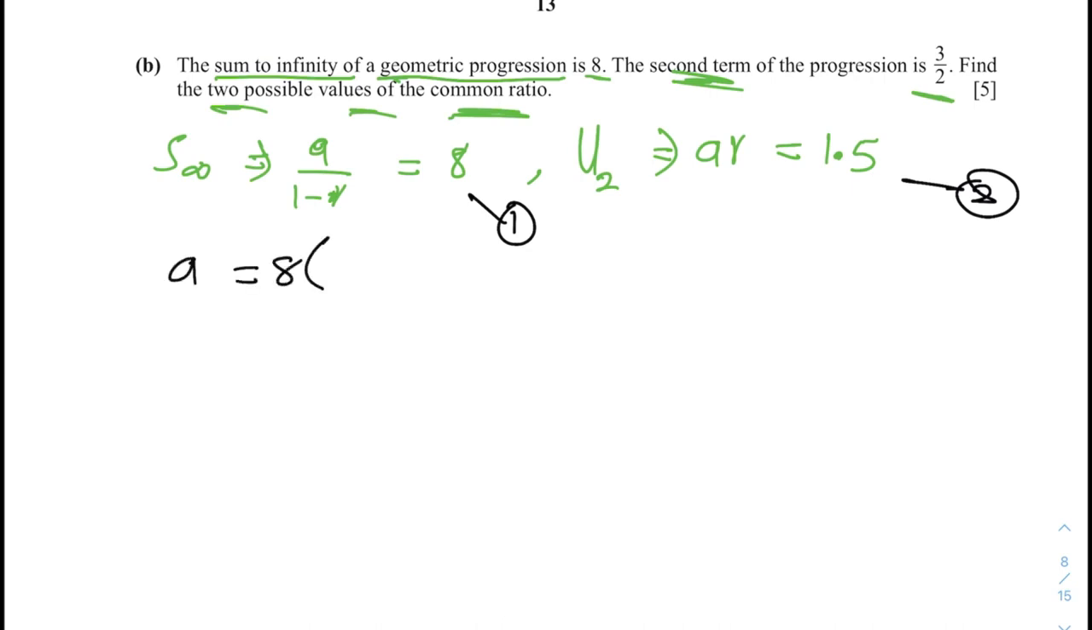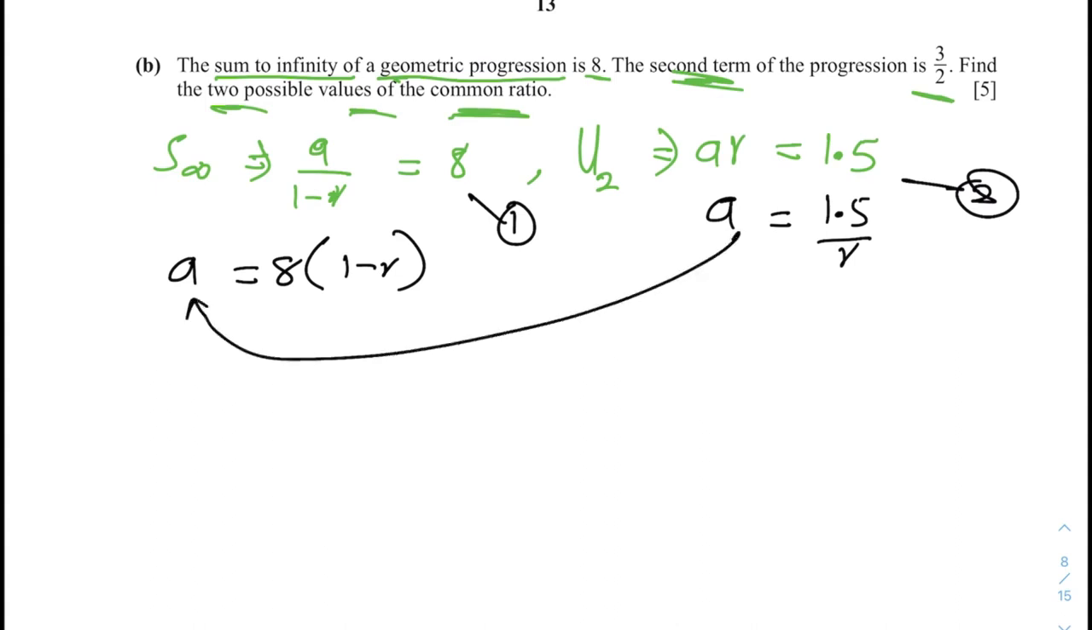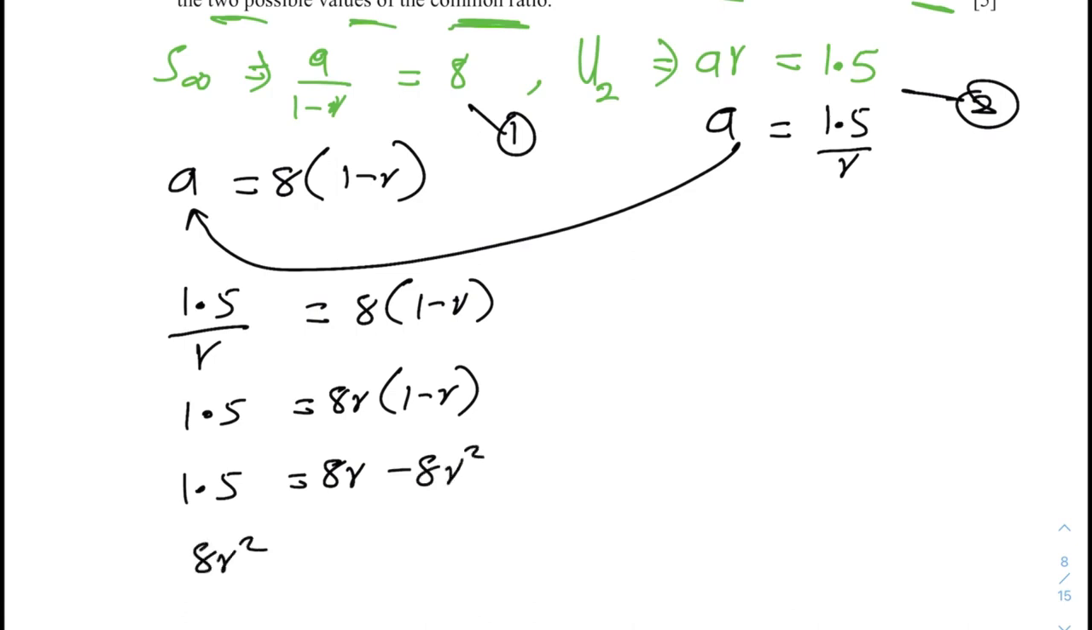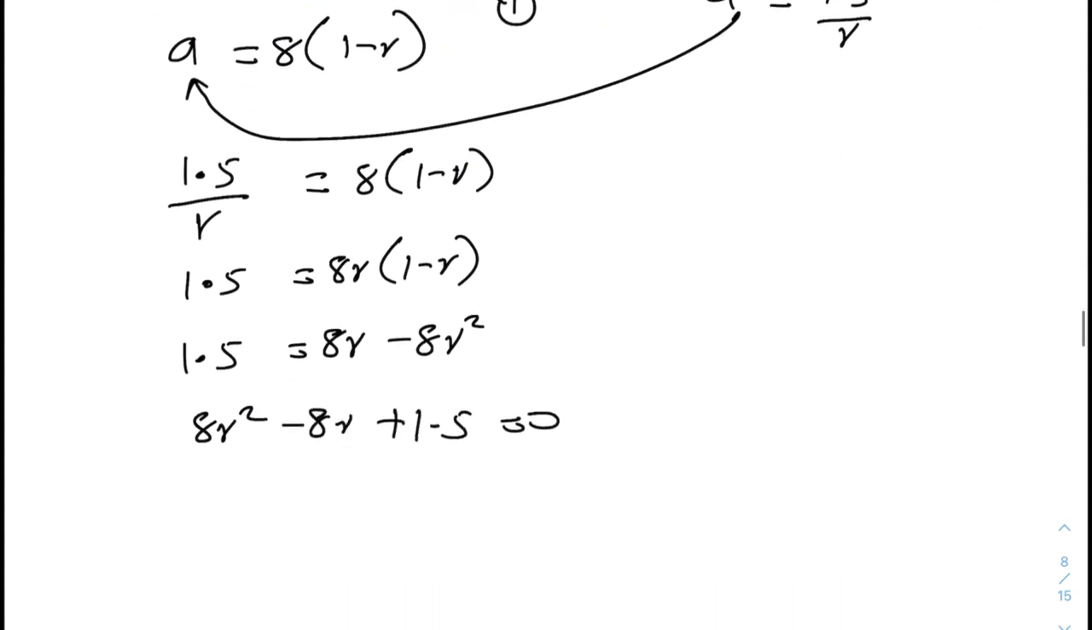From equation number 1, A is equal to 8 into bracket 1 minus R. But from equation number 2, A is the same as 1.5 over R. So you can substitute and have 1.5 over R is equal to 8 into bracket 1 minus R. So 1.5 is equal to 8R into bracket 1 minus R, which is 1.5 equals 8R minus 8R squared. So 8R squared minus 8R plus 1.5 should be equal to 0. This is a nice quadratic.